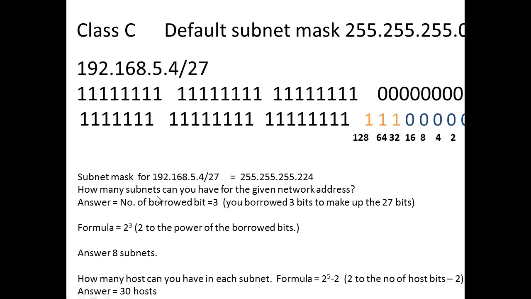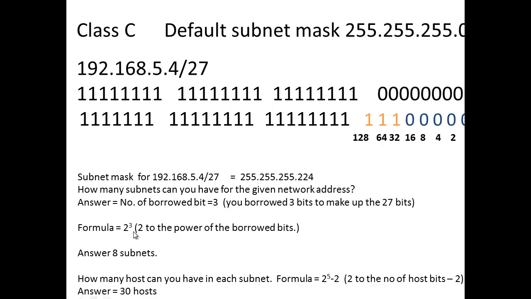Now, how many subnets can you have given this network address 192.168.5.4/27? How do you find that out? Okay, there is a formula for that. What you do to find out the number of subnets that this address can carry is you look at the bits that were borrowed. And here, remember, we borrowed 3 bits? Right. So the formula for that is 2 to the number of the bits borrowed.